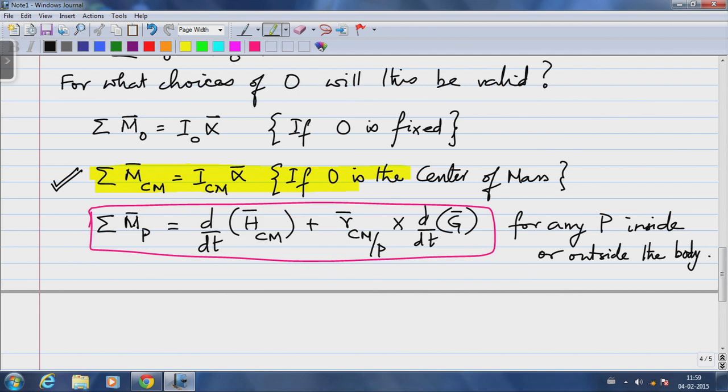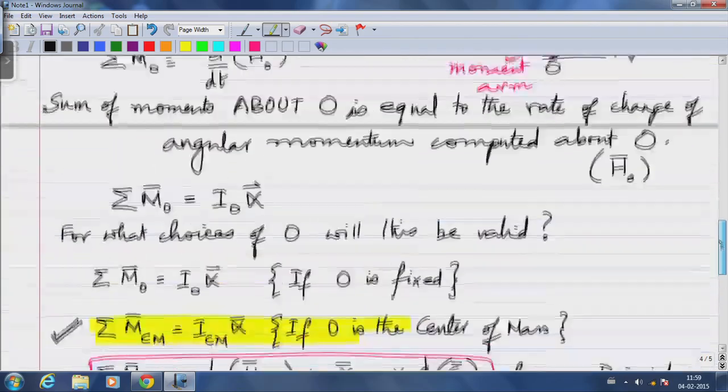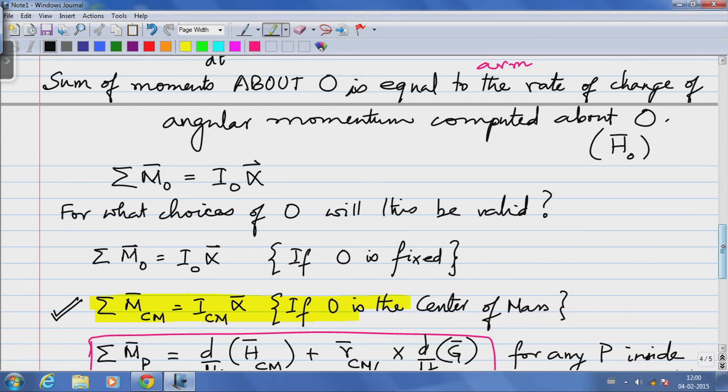So, this shall be our point about which we will apply the law of conservation of angular momentum in all the future example problems, and I strongly recommend sticking to this mode of solving problems. If you choose the center of mass as the point about which you compute the moments, the law of conservation of angular momentum is exactly analogous to the law of conservation of linear momentum. Okay. Therefore, it is a very elegant choice.